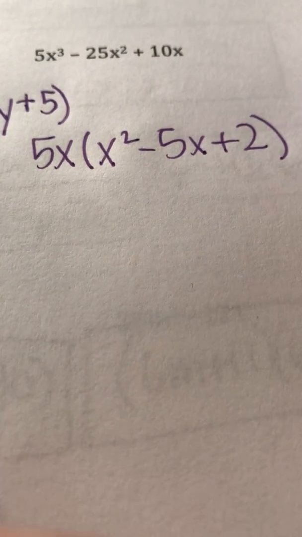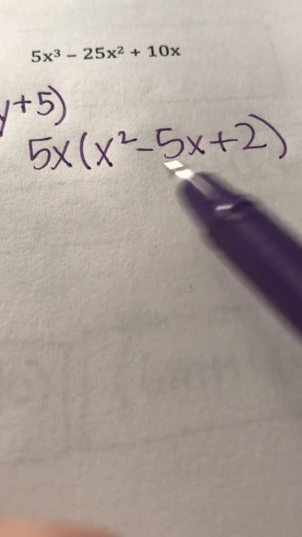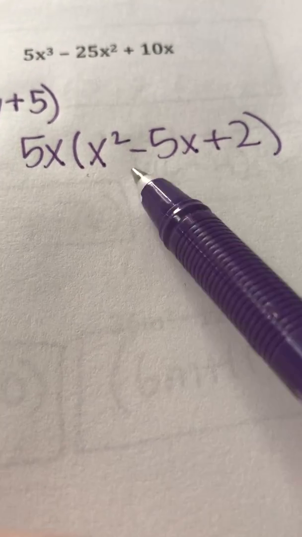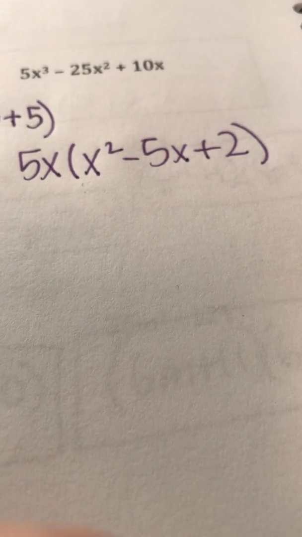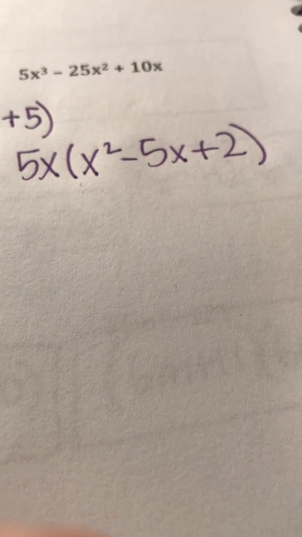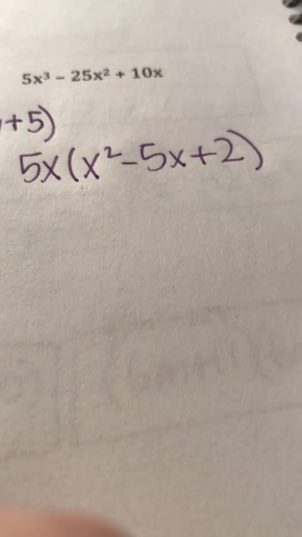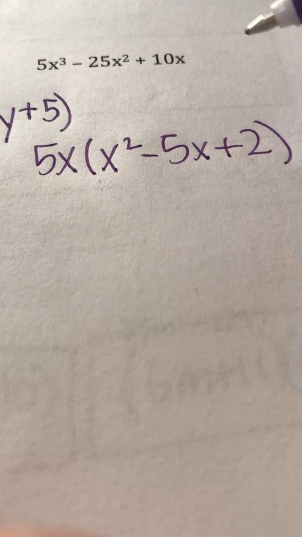Okay, so you should have factored this one like this. Now, anytime that we have a polynomial like this left inside the parentheses, we always want to check to see if we can factor any further, okay? Anytime that you're factoring, you always want to factor completely.